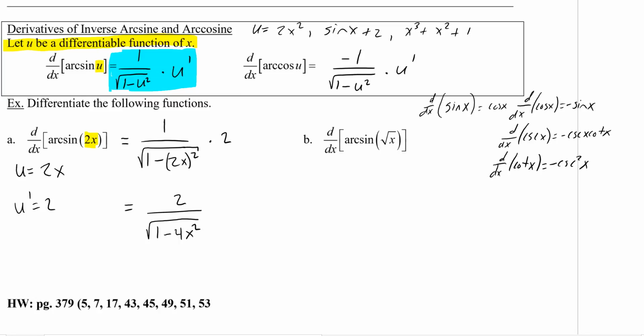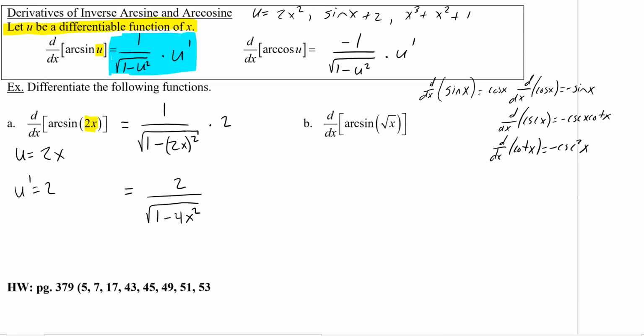Our last example, part B, we have the derivative of arcsine of square root of x. Now, one more thing I want to note. I know I mentioned this in the beginning of the video, but sometimes in an AP problem or in your test, you may have it in symbols, sine inverse. So I just want to note that these two are the exact same. So our first step is to identify the u. The u is square root of x.